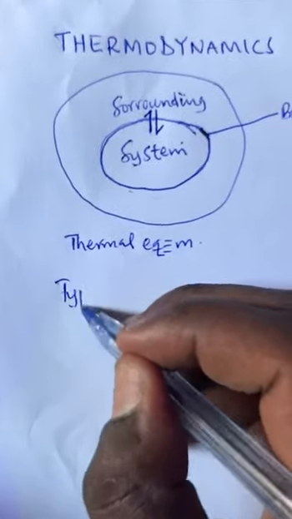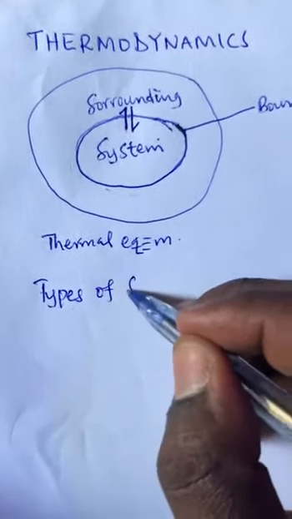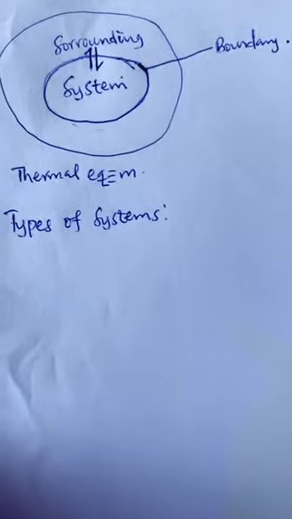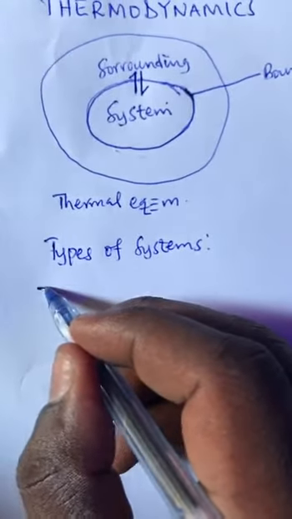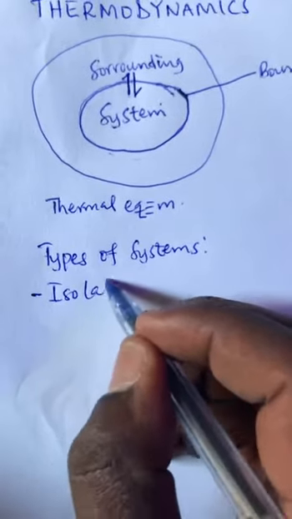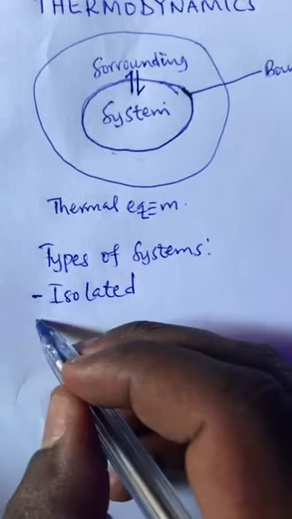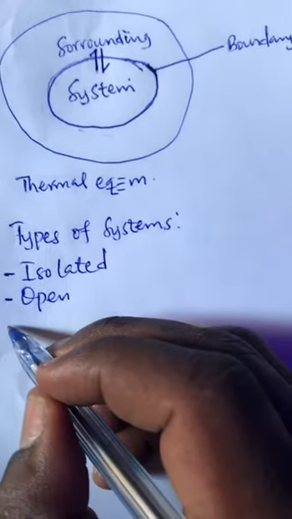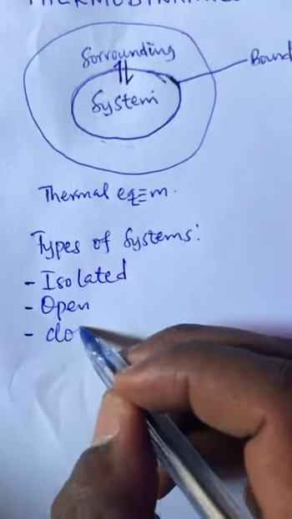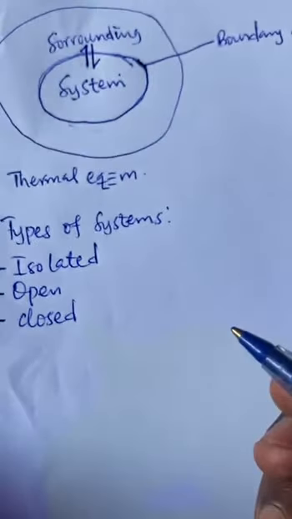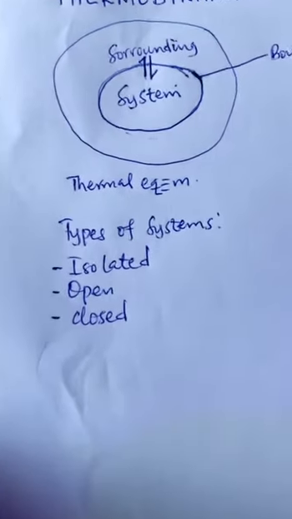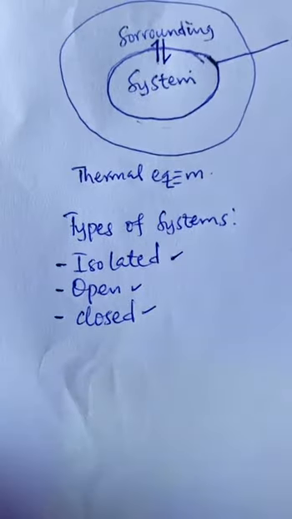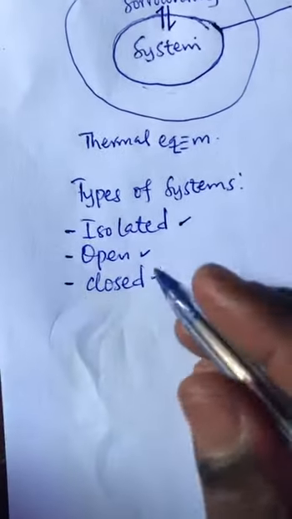Now under thermodynamics, we have different types of systems. The first one is the isolated, we have the open, and the third one is the closed. So basically we have three types of thermodynamic systems. We have the isolated, we have the open system, and the closed system. Now I'm going to begin with the open system.